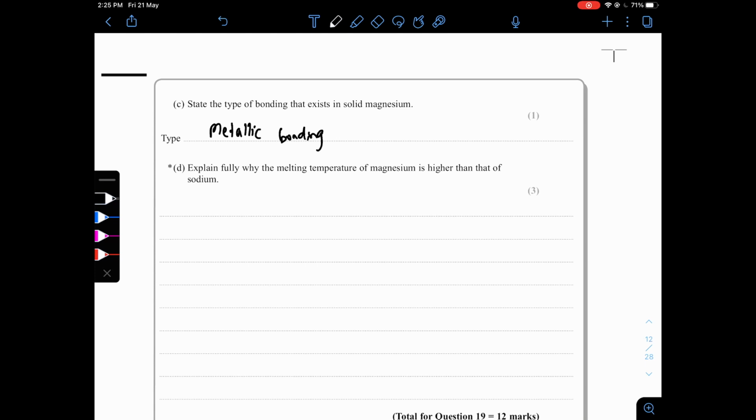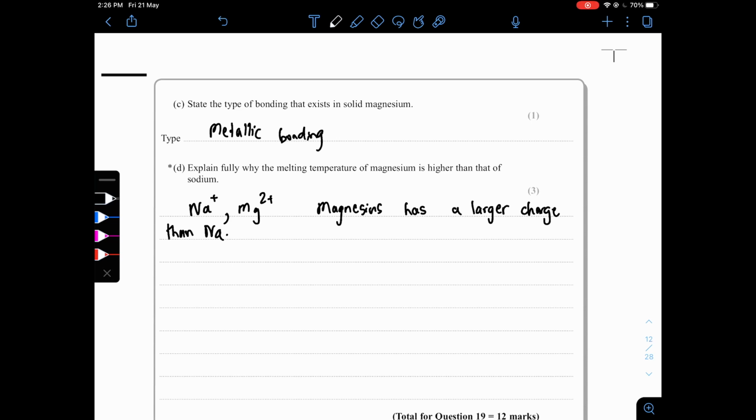Okay, so the next question says, explain fully why the melting temperature of magnesium is higher than of sodium. Now, what's the difference between Mg and Na? Na we know has a charge of plus, and we know Mg has a charge of 2 plus, right? So right off the bat, we can say that magnesium has a larger charge than Na, right? That would give us one mark.